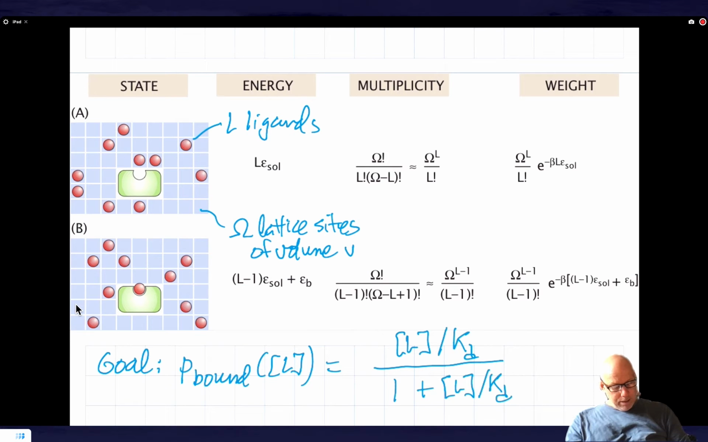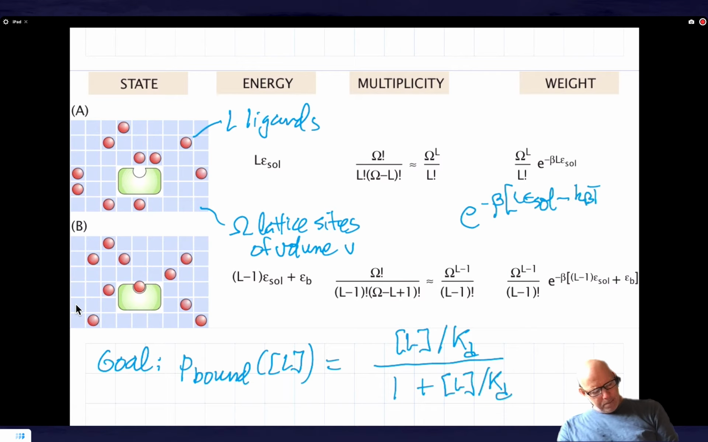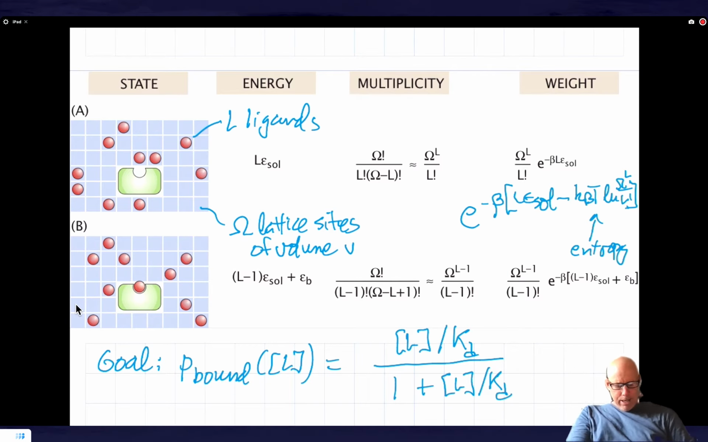And so the total statistical weight is given by the multiplicity times e to the minus beta L epsilon solution. But if you like, this is just an aside, this is not important to the discourse, you can also write this as e to the minus beta, and then L epsilon solution, and then minus kBT times the log of omega to the L over L factorial. This thing is the entropy. So you see this emerging immediately that I have L epsilon solution minus TS. This is the free energy.